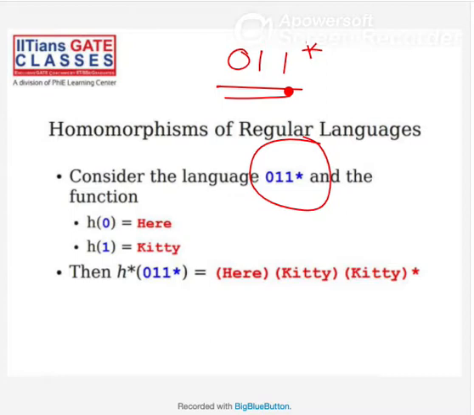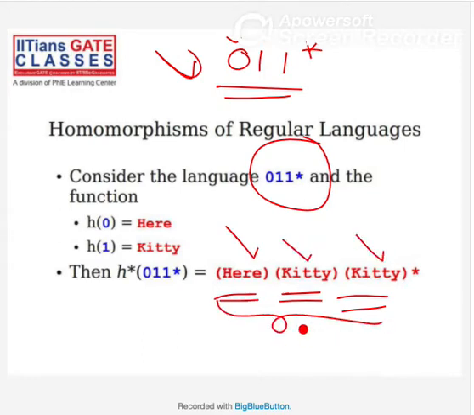For example, the homomorphism is given to you. He's saying that h of 0 is here and h of 1 is kitty. So this homomorphism is given to you. Now you can very easily find the homomorphism of this language. The homomorphism of 0 is here, and the homomorphism of 1 is kitty, and the homomorphism of 1 is kitty. So finally you will get here kitty kitty star.